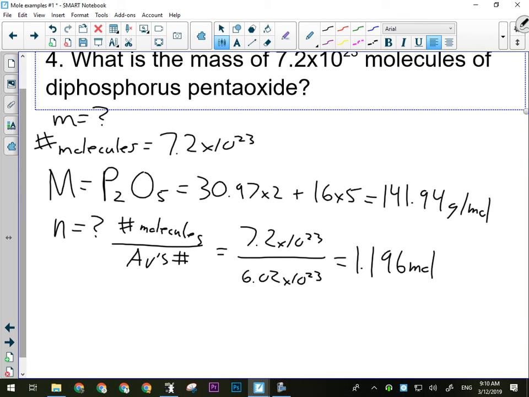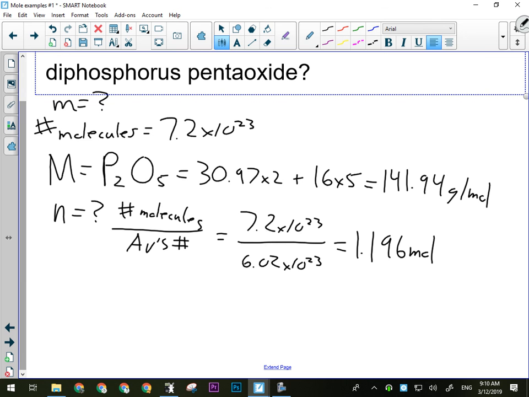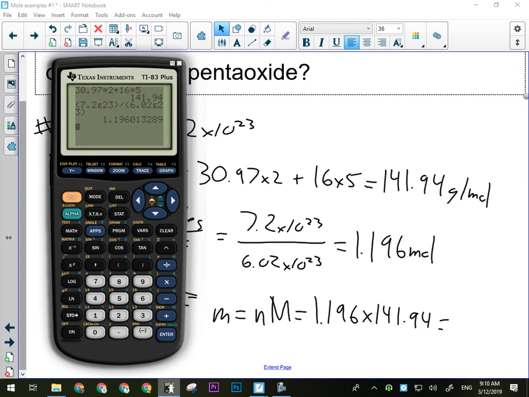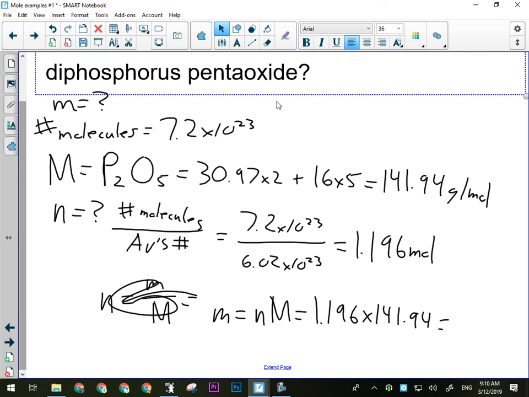Now that I have N, I can calculate little m because I have the molar mass as well. So now I can use the mole equation again. I'm going to manipulate that for m. So little m is going to mean N times big M. So that'll be our 1.196 that we just calculated, multiplied by our molar mass that we calculated earlier, and that'll tell us the mass. So times 141.94. Okay, so we have 169.76 grams.